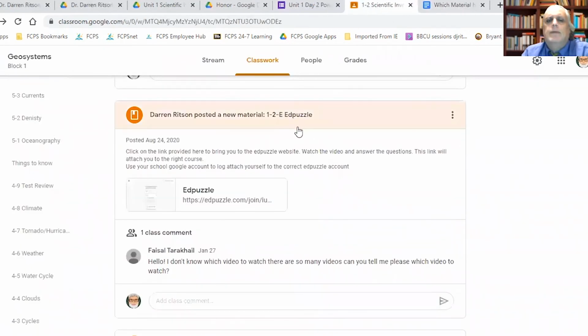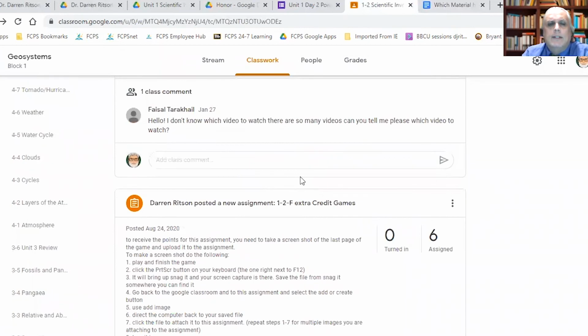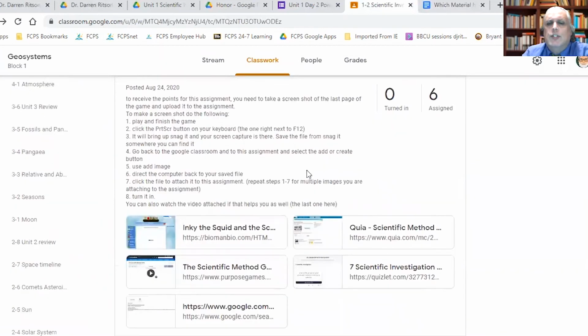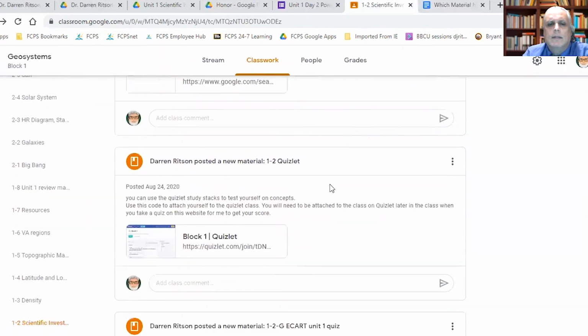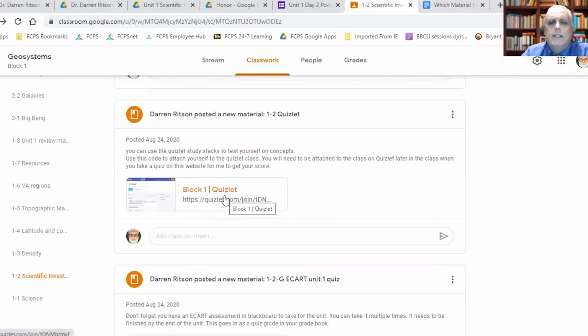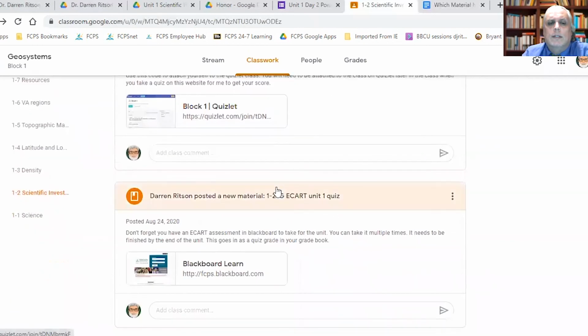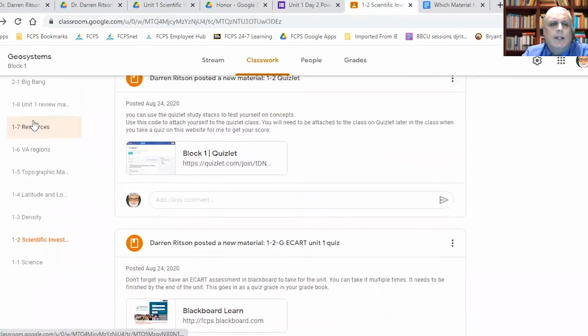And then there's an Edpuzzle. I use Edpuzzle a lot. They would go there and watch the video, which stops periodically and talks to them, and then asks them a question. There's always a chance for extra credit in my class. There's always a Quizlet that you can study during the course of a unit. And each day is broken down like that until we get to the end of the unit.